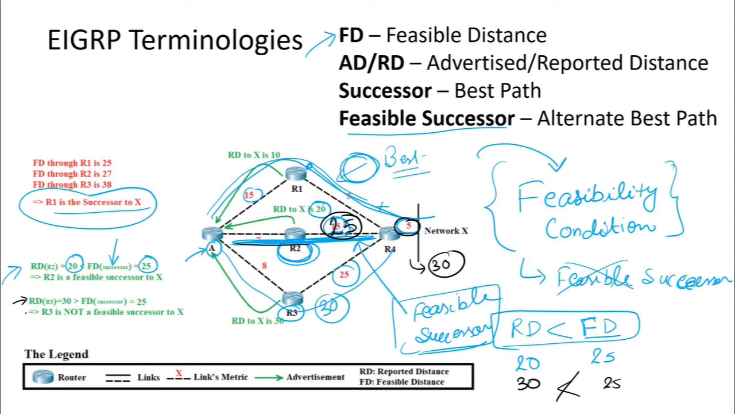And if we check R3, then also this is 25, 25 plus 5, that is 30, and 30 is obviously not less than 25. So R3 is not a feasible successor. So it might be possible that we have a path like that, but still we don't have any feasible successor, and all the traffic will always go through this link. So that's how it actually is.